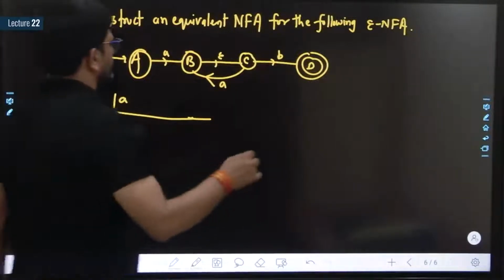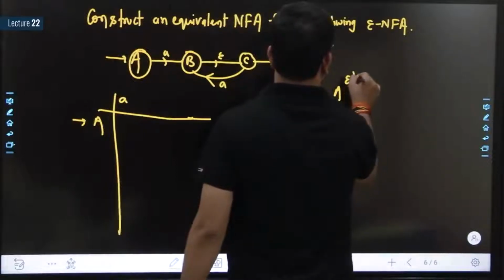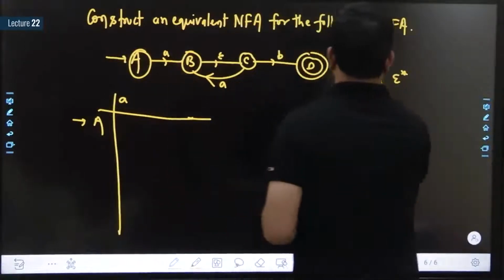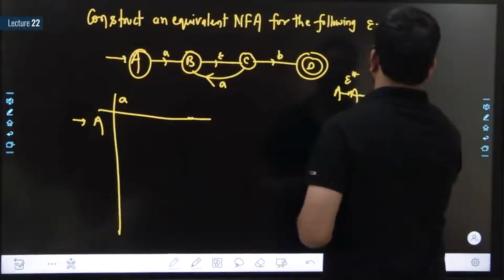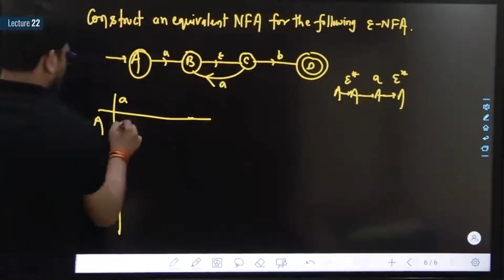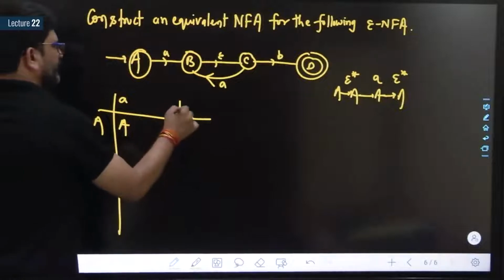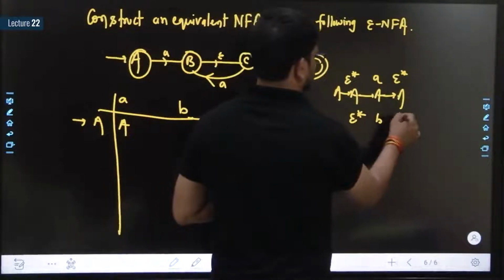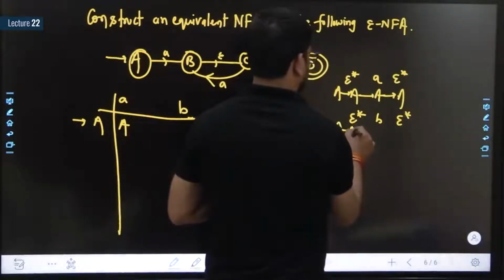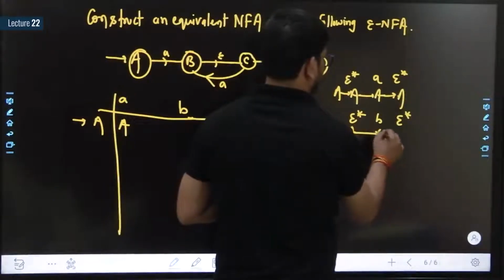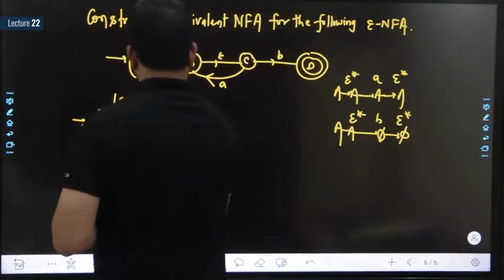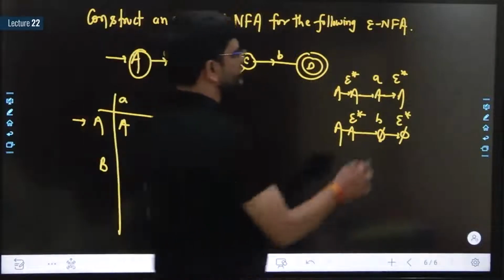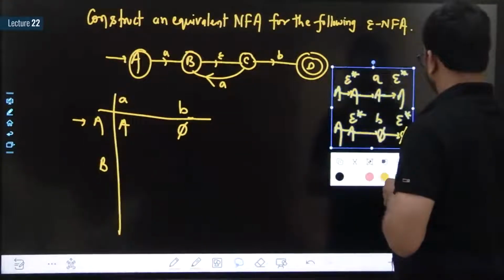A on A. What is the epsilon closure of A? Only A. A on A, A. Epsilon closure of A, A. It means A on A, A. A on B. Epsilon closure of A. A on B, phi. Epsilon closure of phi, phi. Now for B.